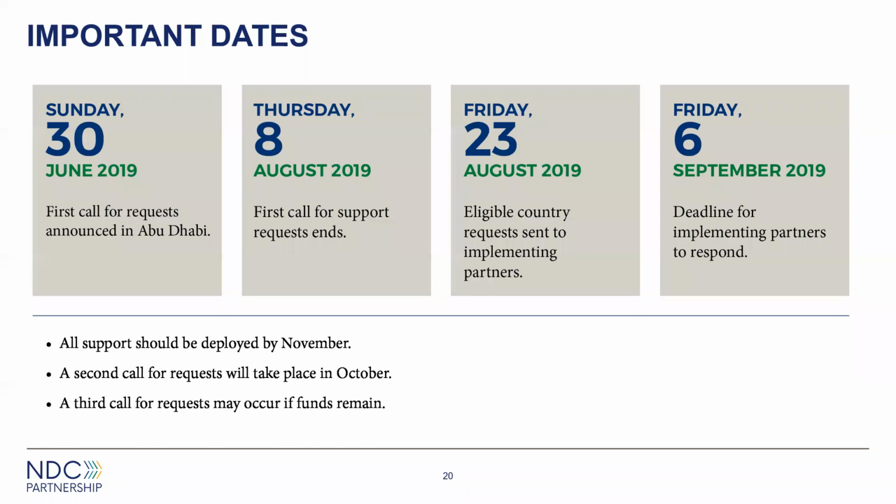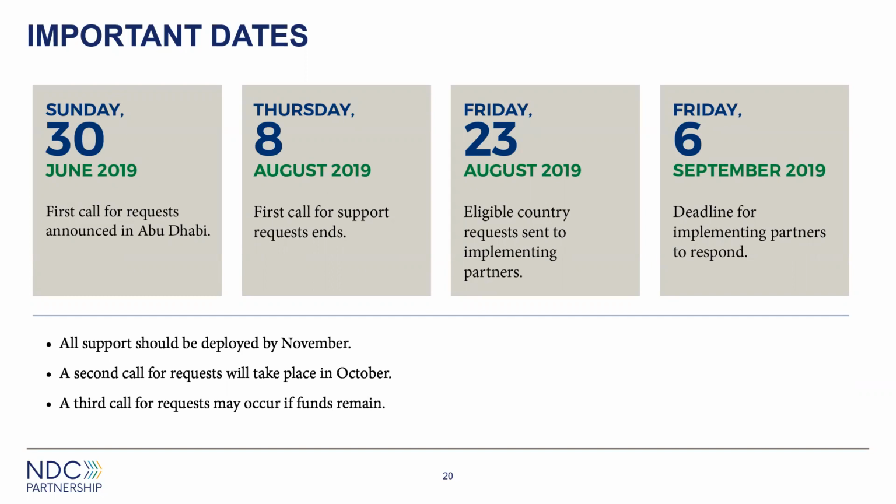Then we will, as a support unit, work on those requests, determining eligibility. I go back to countries to request further information or clarifications before we share all of the requests with potential implementing partners on August 23rd. Then potential implementing partners will have until September 6th to determine which activities they will be able to support and under which of the different options. We aim to start deploying all support by November.